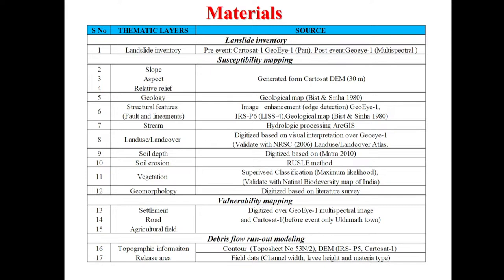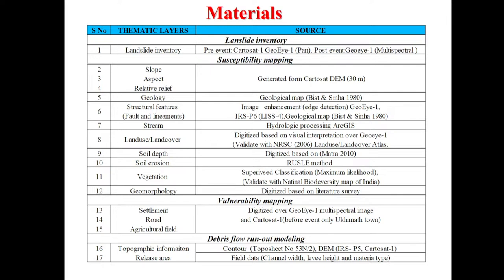Next comes your, suppose, vulnerability map, the last one. For vulnerability, we'll take settlement, we take the road, we take the agricultural field, all these layers taken together and stitched together, added together. Then we can further put weights to them, so that basically gives me the vulnerability map. And for susceptibility, I have taken here slope, aspect, relative relief, geology, stream, land use, land cover, etc. All these layers further weighted together give me susceptibility mapping.